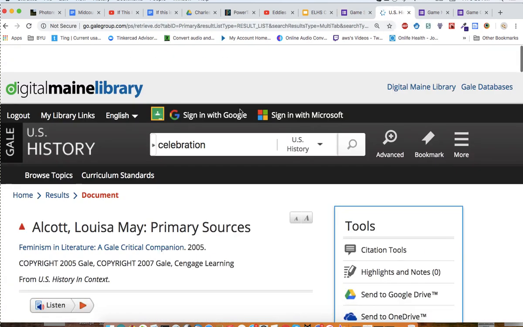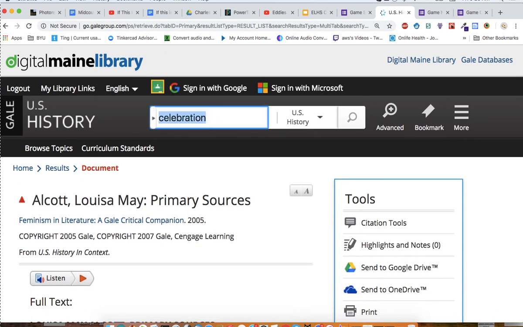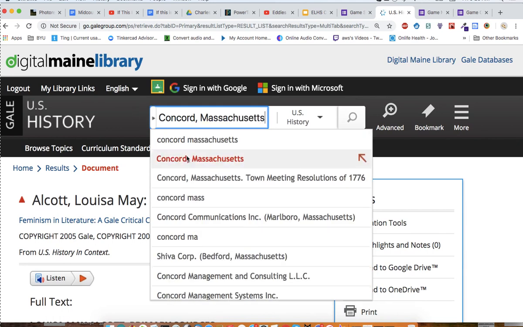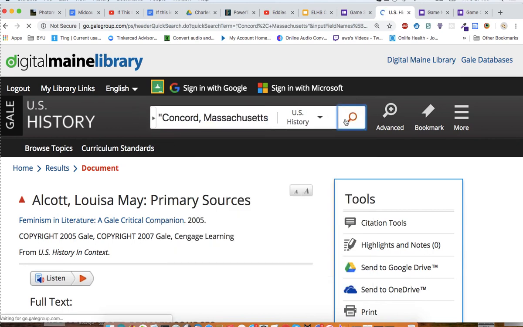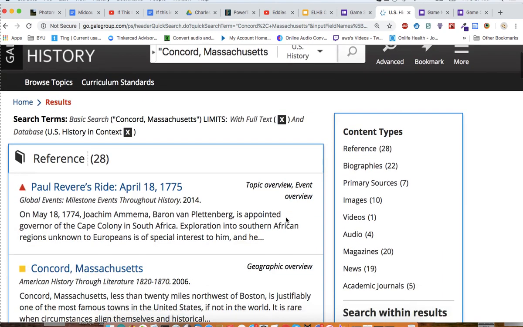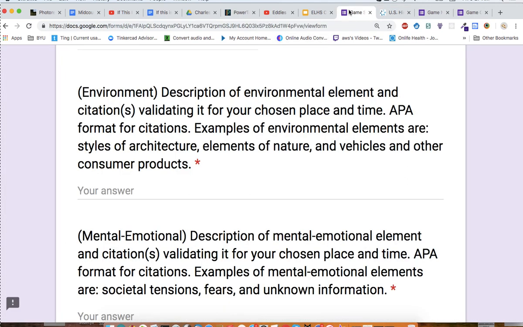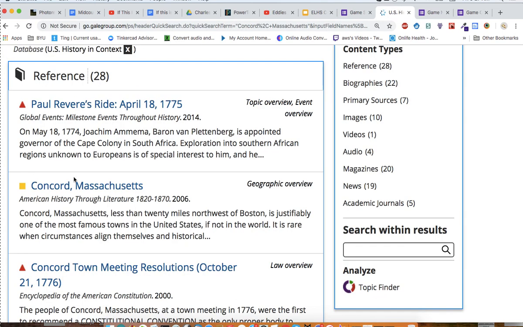So let's just look up, what if we looked up Concord, Massachusetts? Oh, there we go. Concord, Massachusetts, and search. Well, we have Paul Revere's Ride, and that was going back 100 years before. And here we have a history, American history throughout a geographic overview. That might be good, especially since we're including, right, geographic, doing an environmental thing. So let's take a look at that one.